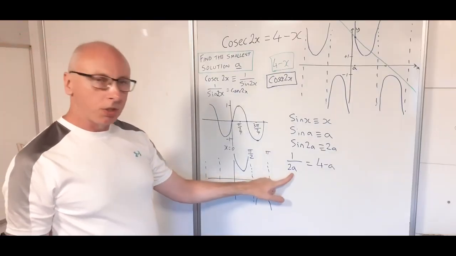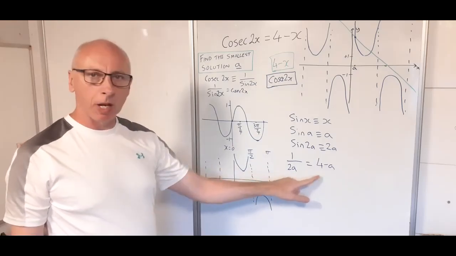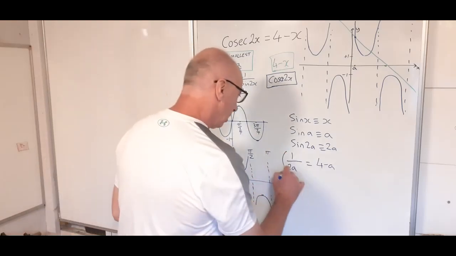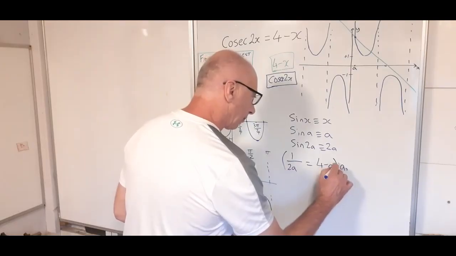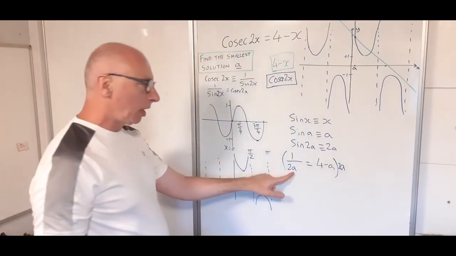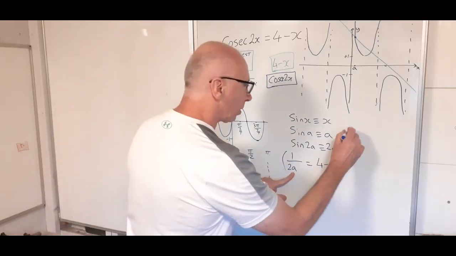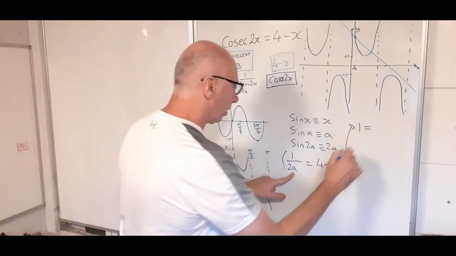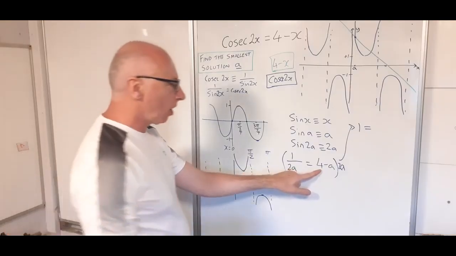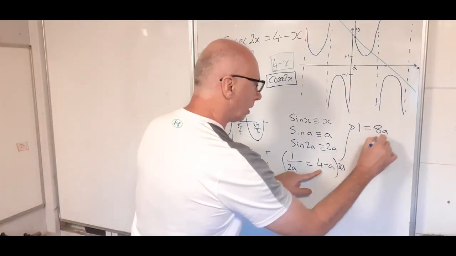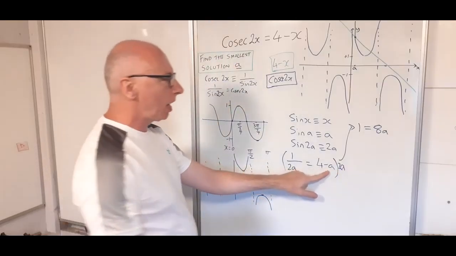So now into our algebra, multiply both sides by 2A. Times this by 2A, I just end up with 1. So let's bring this up to here. I've got 1. Multiply this by 2A, I've got 8A. And multiply this by 2A, I've got minus 2A squared.